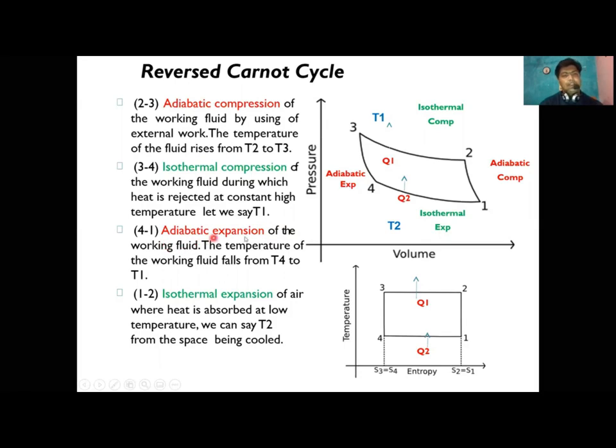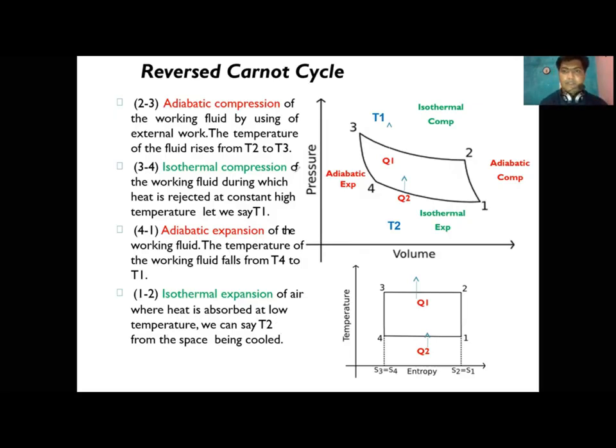4 to 1 is adiabatic expansion of the working fluid. The temperature of the working fluid falls from T4 to T1. And 1 to 2 is isothermal expansion of air, where heat is absorbed at low temperature, we can say T2, from the space being cooled.